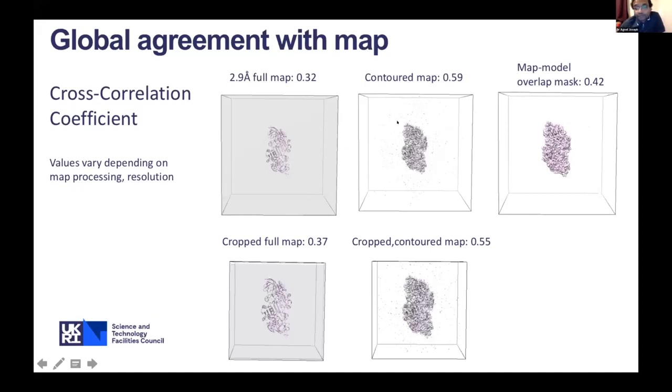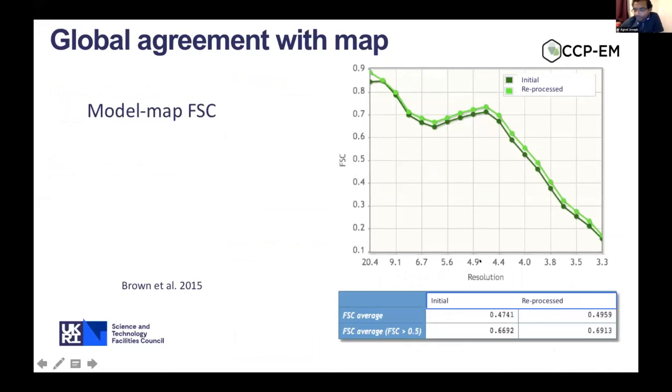You can get different cross-correlation values just as a result of processing the map differently. And if you use a low resolution map with the same model, you get a significantly different number there. So the cross-correlation is quite sensitive to how we process the data and what is included in the calculation. The other metric would be the equivalent in reciprocal space.